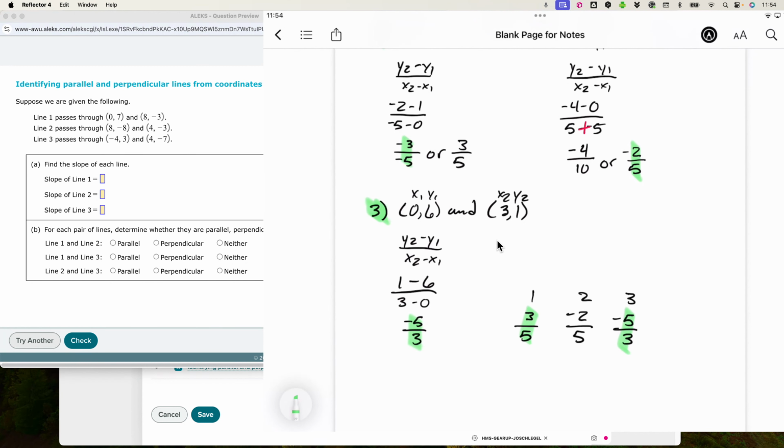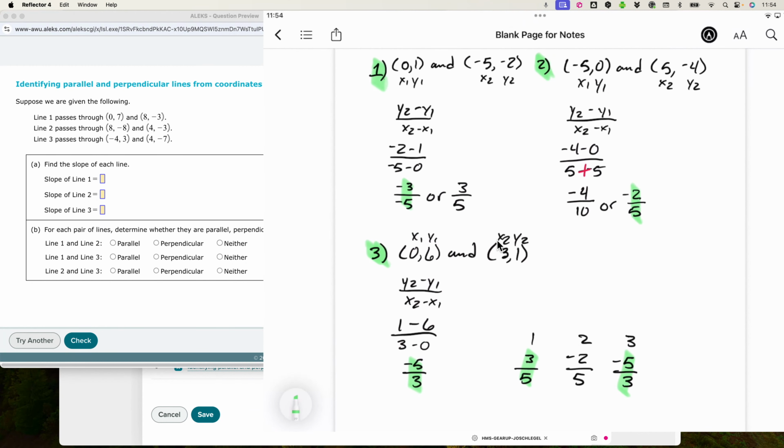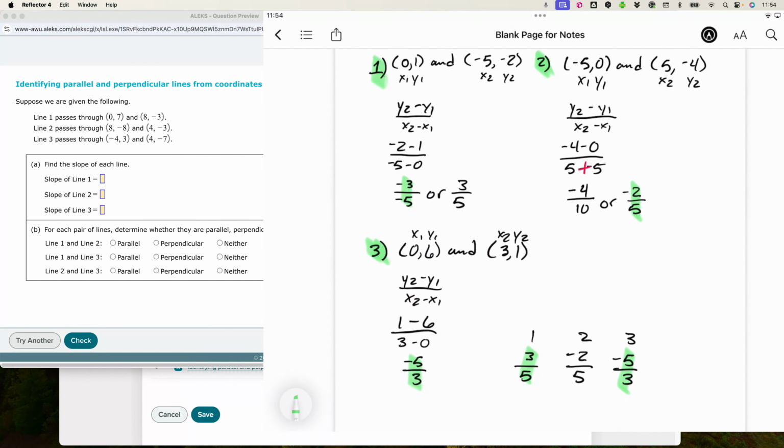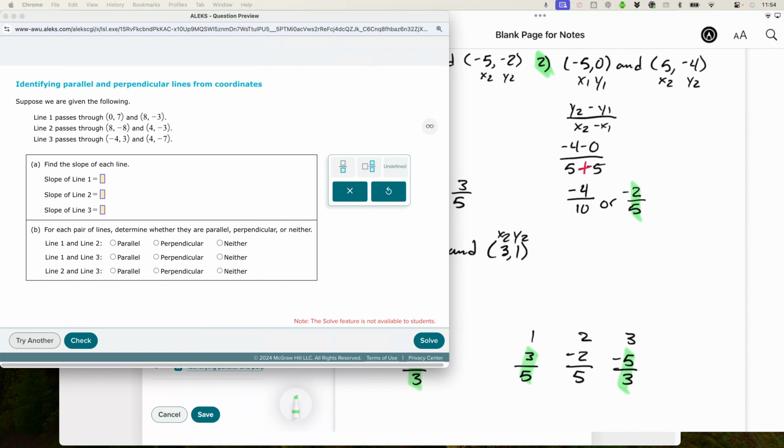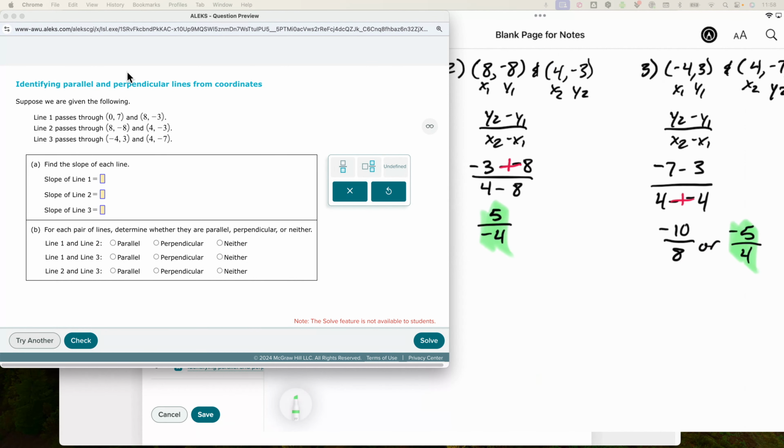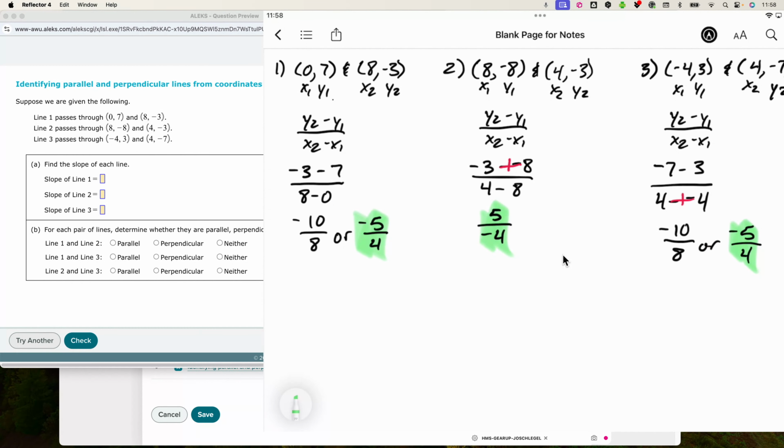I'm going to do another one. Again, I'm going to do the work here while I'm on pause so that you don't have to watch me do that. Okay, so I've got my work done. And this should be a concept that's very familiar to you. We've done this a lot in terms of how to find slope between 2 points.